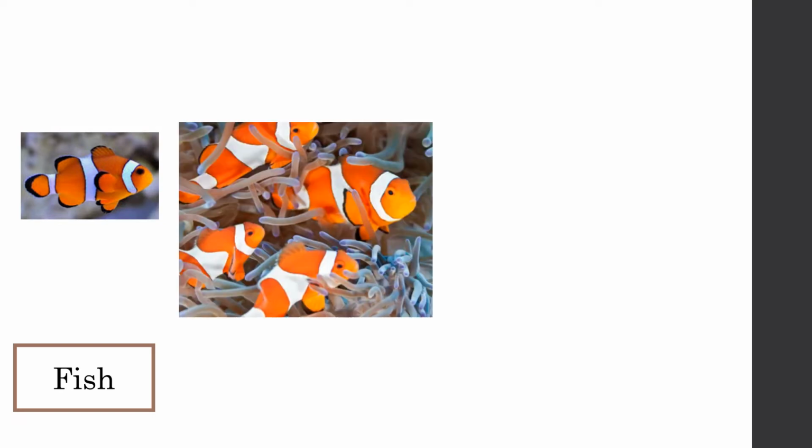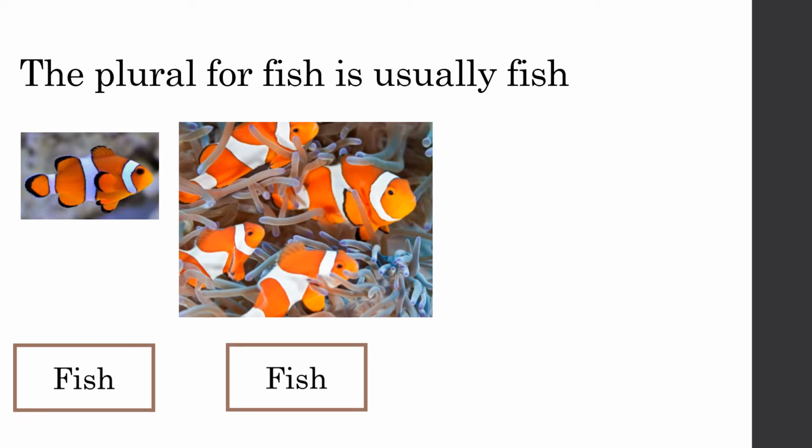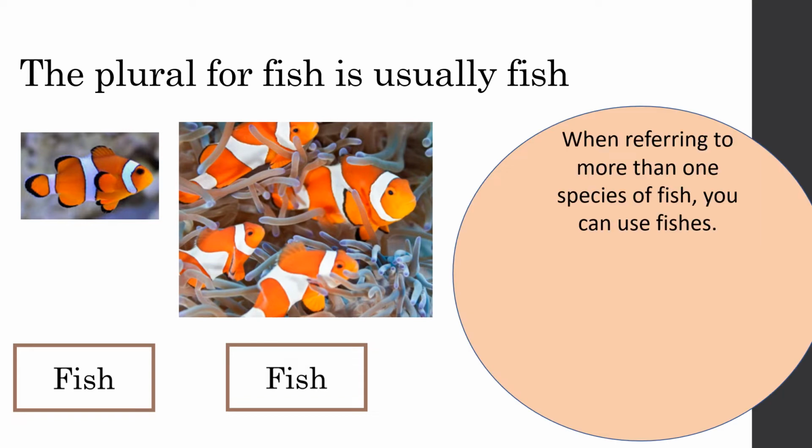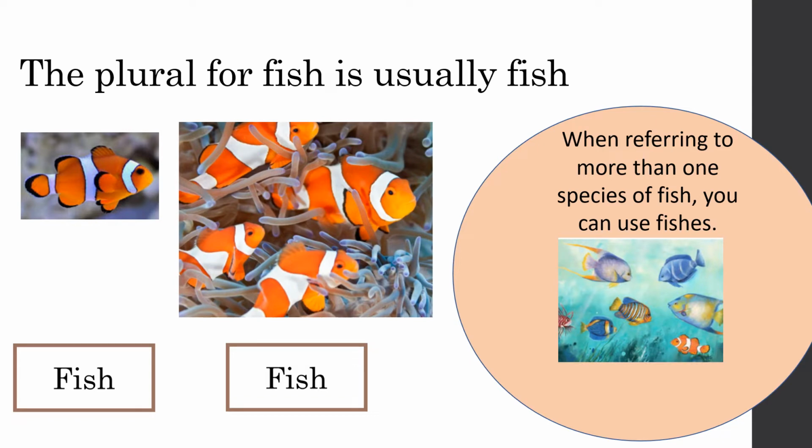The next word that we're going to be looking at is fish. You probably recognize this fish from Finding Nemo. This is a clownfish. If we have more than one fish, we still say fish. So the plural for fish is usually fish. There is a fun fact here, because when you're referring to more than one species of fish, you can use fishes. So if you look at the picture, we have the clownfish on the bottom right, but there's other species of fish here, so we can say fishes.